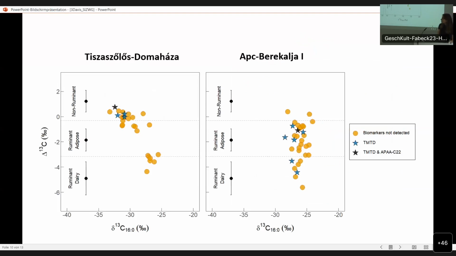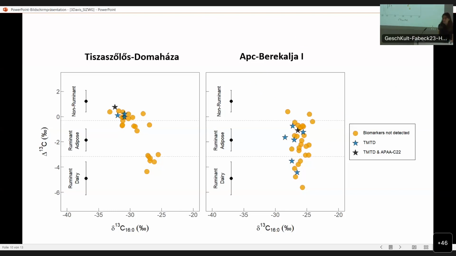So finally, just to compare the two sites side by side, the y-axis, the big delta plot here, is just showing the difference between the C16 and the C18 values, just to separate out the different sources of animal fats. So at Tiszazolos, you can see there's that cluster in the non-ruminant range up there, whereas at APS, we've got a much broader range of values. And those samples with aquatic biomarkers are plotting across that entire range.